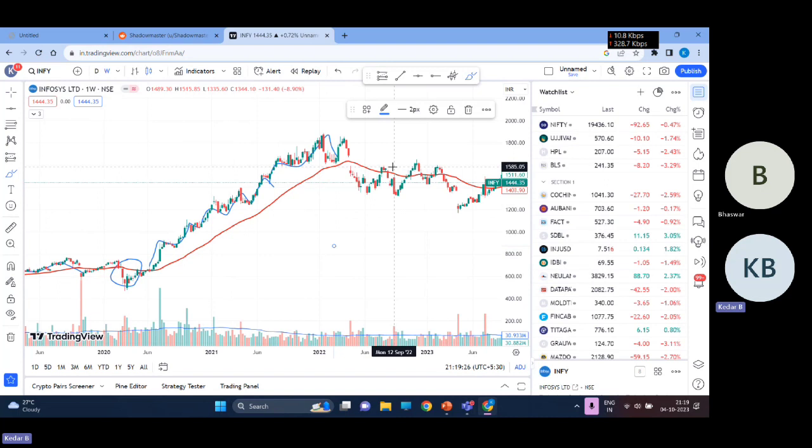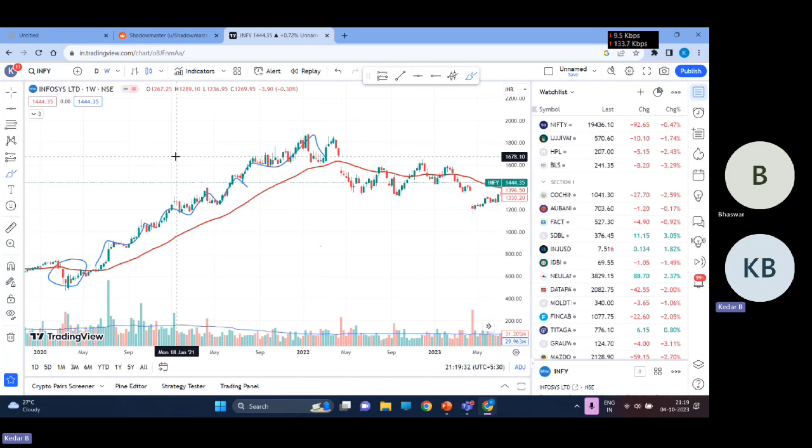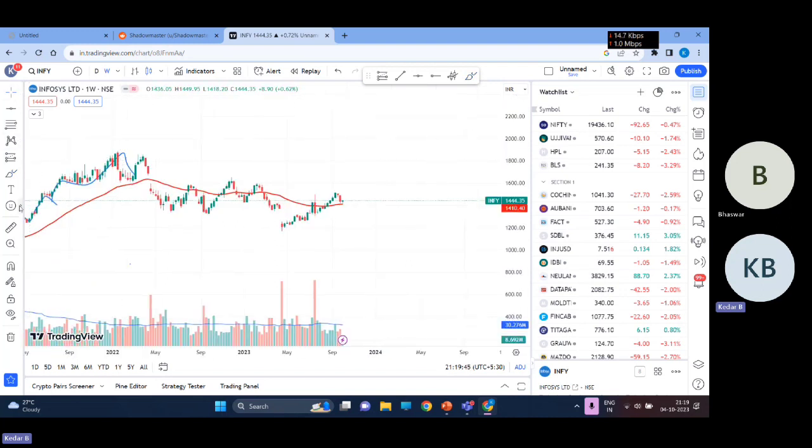If you are a very risk-averse investor, you don't want to take any risk and want to invest only in fundamentally good blue chip companies, you could have moved the probability to your edge by investing when it is in an uptrend, and avoiding it when it is in a downtrend. You can see here clearly lower highs and lower lows.